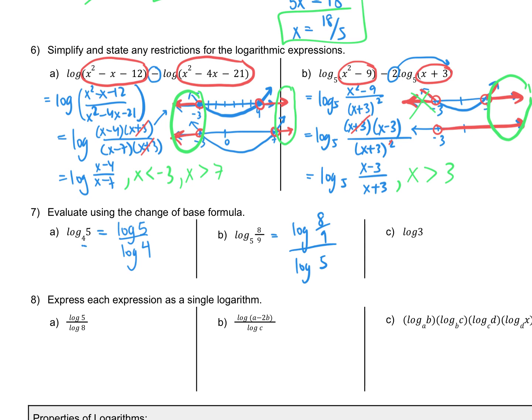And the last one, I mean, this one's a little silly to do because the base is 10. And if I do my change of base, I have log 3 over log 10. But log 10 is just equal to 1 because the base of that log is also 10. So it just takes me back to 3. So a little silly to do the change of base formula there, but there it is in action.